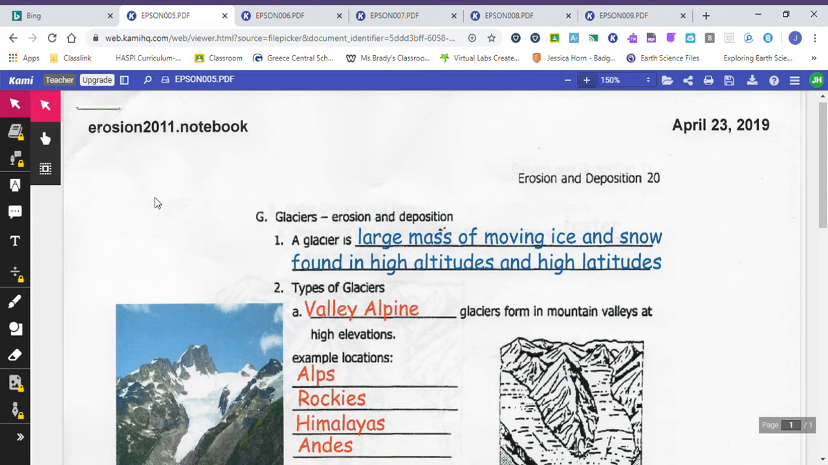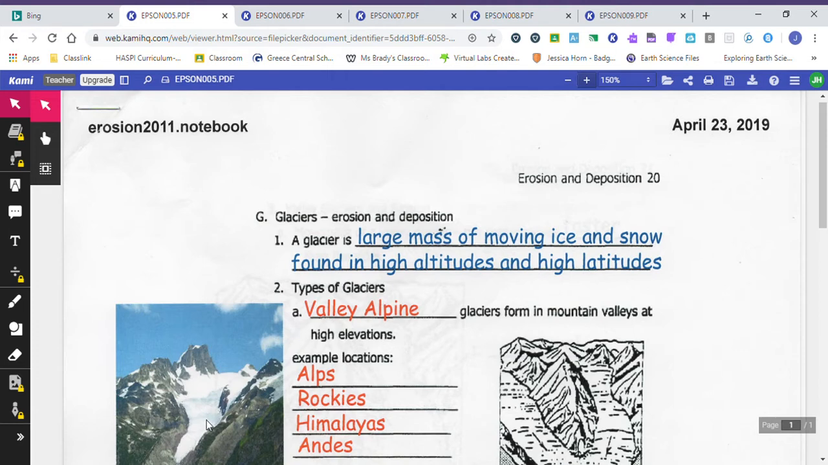This picture over on the left is a picture of a glacier that's in a mountain. It's called a valley alpine glacier because it's in a mountain valley. And it kind of looks like just snow has fallen there, but actually that is a very thick piece of ice.